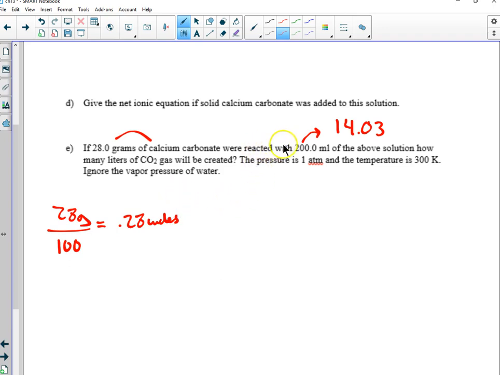And then this one, you have to take your liters and multiply it by your molarity. So you have 0.2 liters, and you're going to multiply it by 14.03 moles per 1 liter, and you get 2.806. Is that right? What did you get?